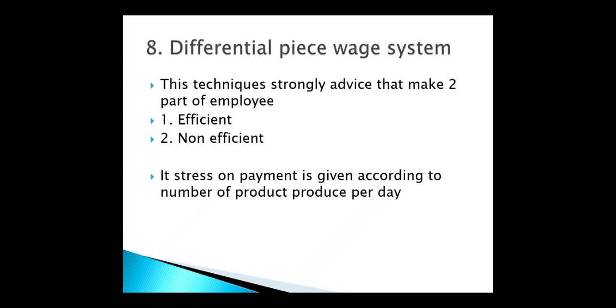So payment is decided on the basis of efficient and non-efficient workers, rather than being the same for all employees, according to how many products each produces per day. On the basis of production, you should give payment to your employees. That is the main intention behind this differential piece wage system.